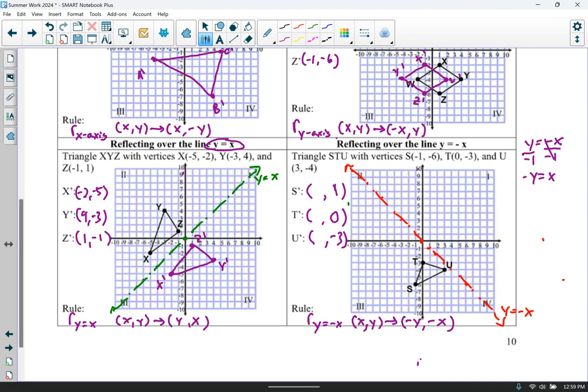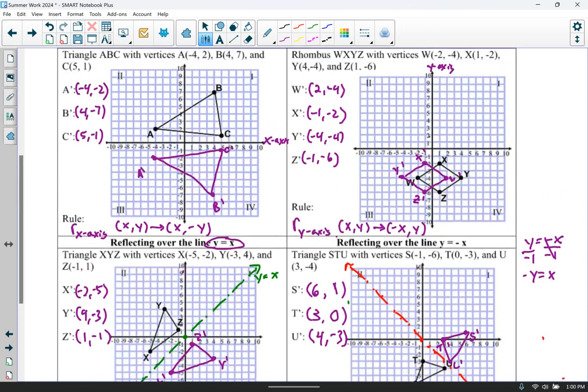Okay? So using that, our x coordinate in each of these is going to become the y times negative 1. So S prime, negative 6 times negative 1 is going to be a positive 6. T prime, negative 3 times negative 1, positive 3. And U prime, negative 4 times negative 1, positive 4. And then let's plot it. S prime is going to be (6, 1). T prime (3, 0). And U prime (4, negative 3). Okay. We can see congruent triangle, equidistant from the line of reflection.